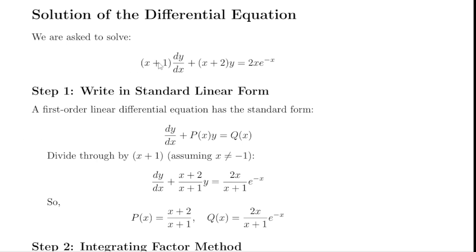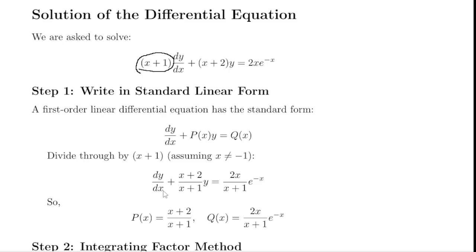In this video, we want to solve a differential equation, x plus 1 times dy over dx plus x plus 2 times y equals 2x e to the negative x. We want to get it in the standard form of dy over dx plus p of x y equals q of x. So we want to divide by the factor of x plus 1. Because we're going to divide by x plus 1, we're going to assume that x is not negative 1, because otherwise it'll be divided by 0.